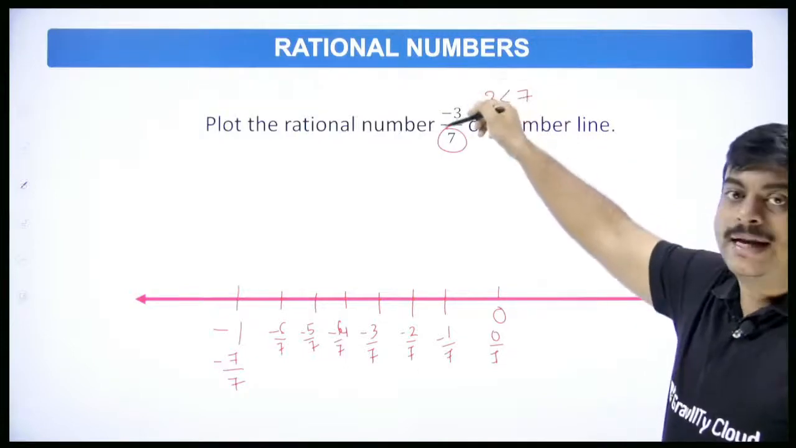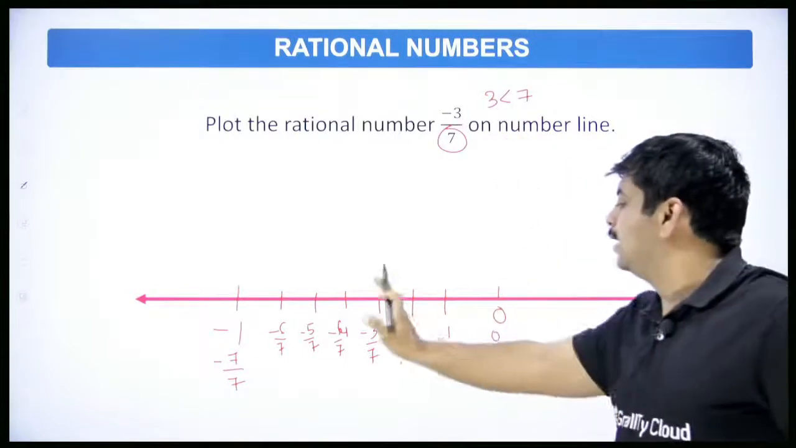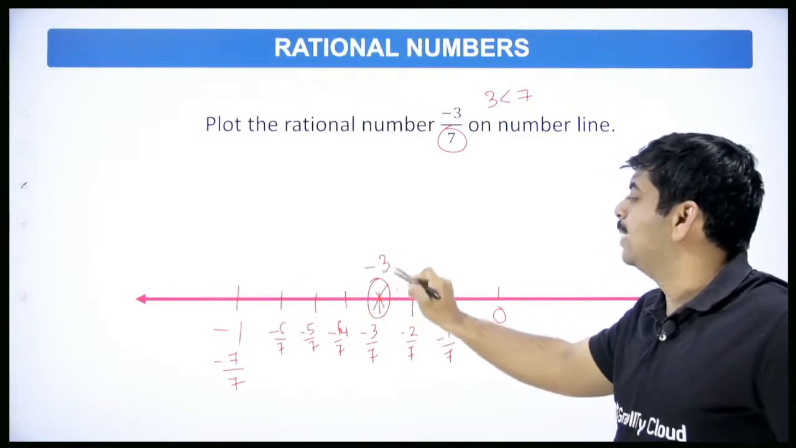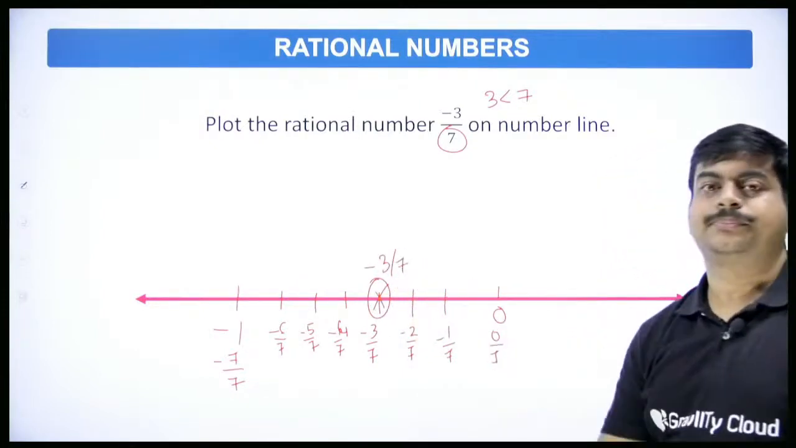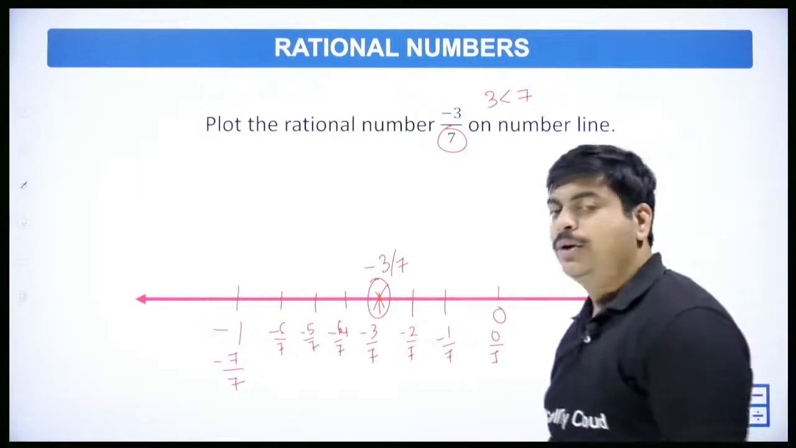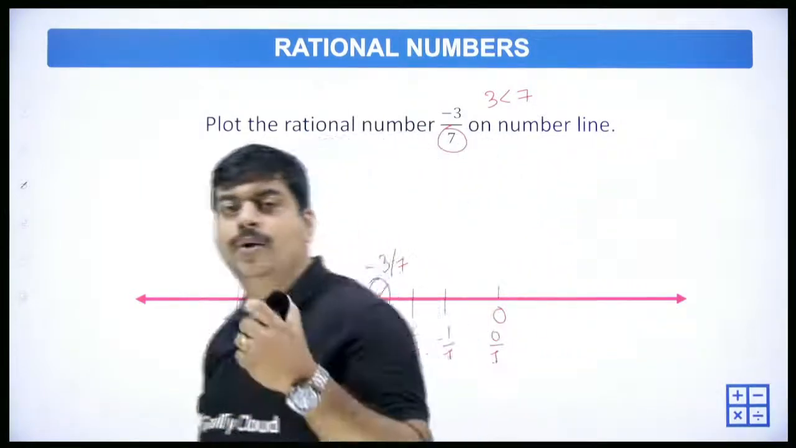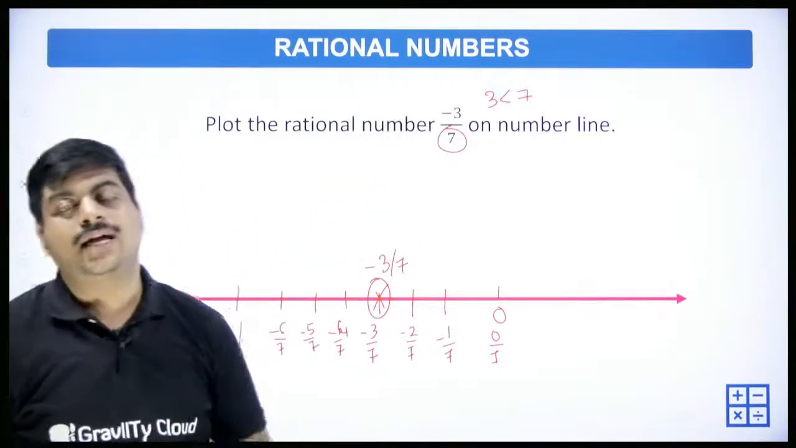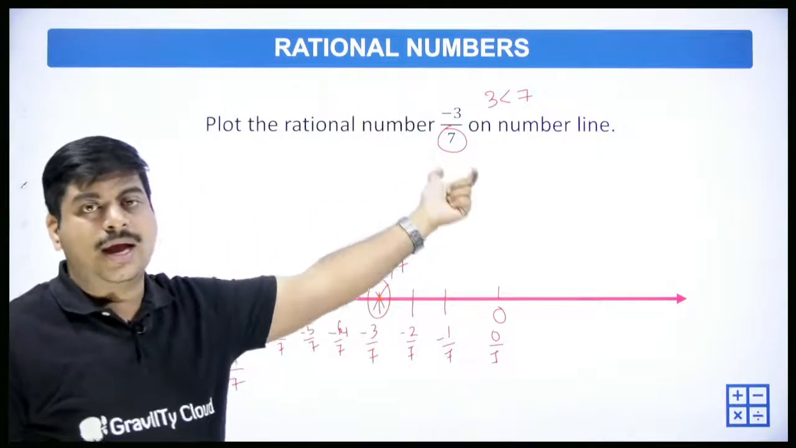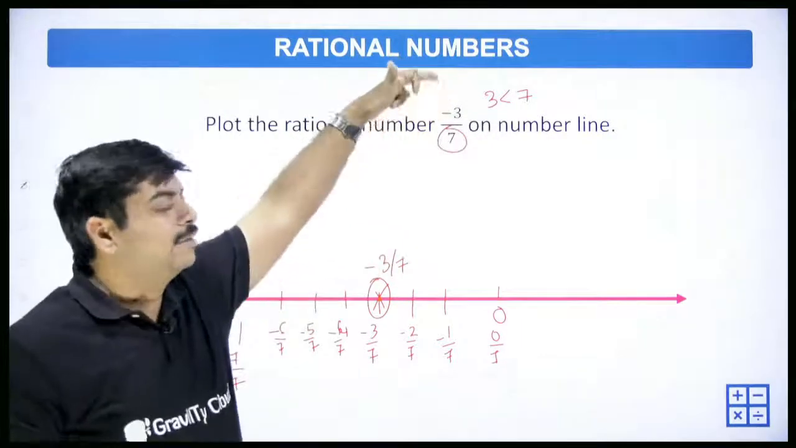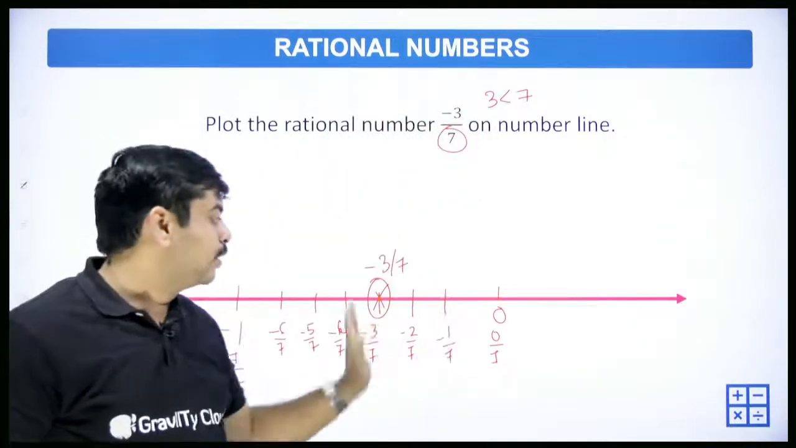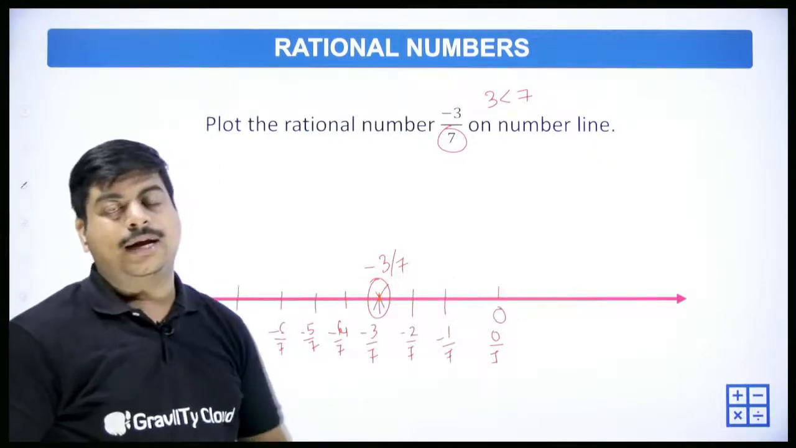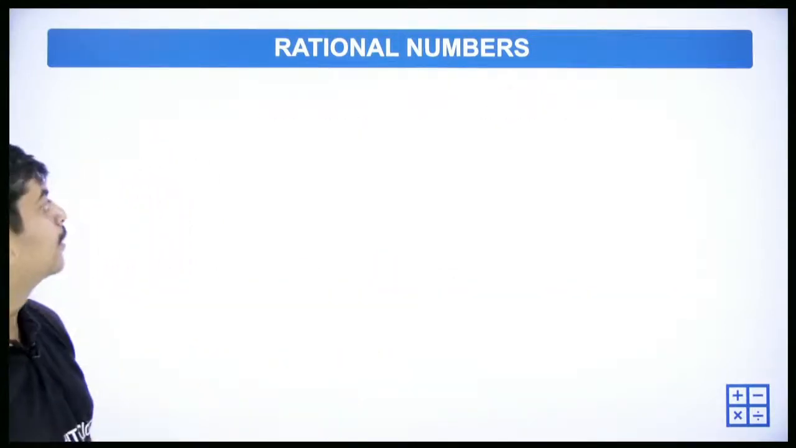Now, where is the rational number minus 3 by 7? From 0, 3 parts together. So this is the position of minus 3 by 7 on the number line. The point is, you need to understand between which values your value will exist, divide that into 7 different parts, and take the third position. The third position is minus 3 by 7. Come from 0, not from the other side. Alright, let's move forward to the next question.